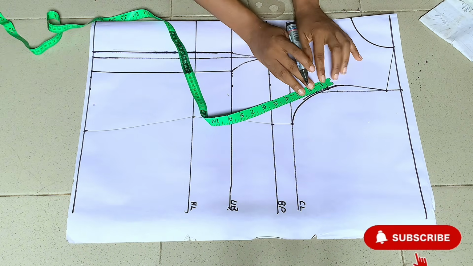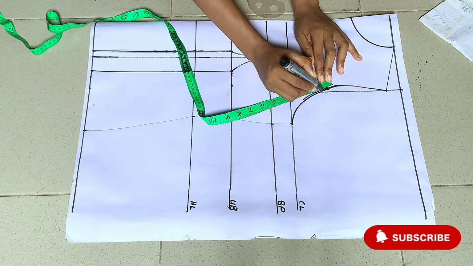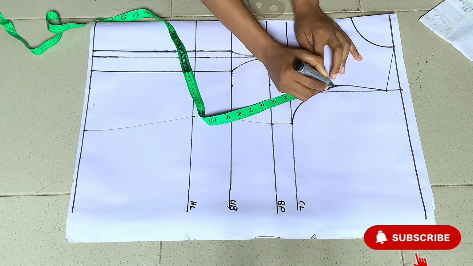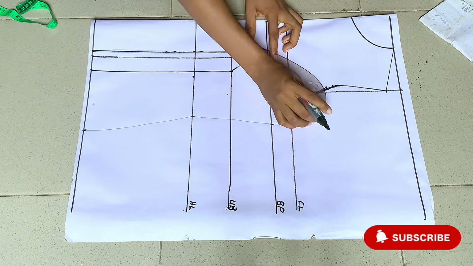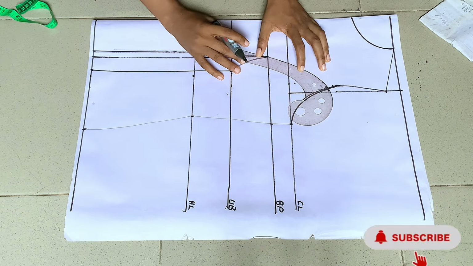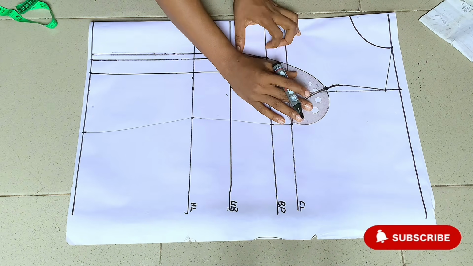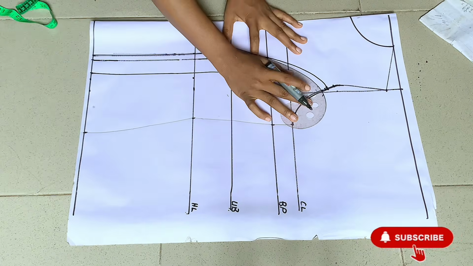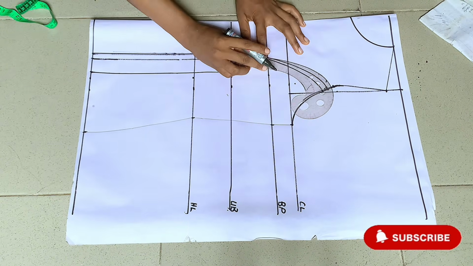Now from that point, we are going to come out by 1/2 inch on both sides. This is to get our armhole dart. After doing that, we're going to use a curved rule to connect these lines. First connect the middle line and then connect the other 2 points.